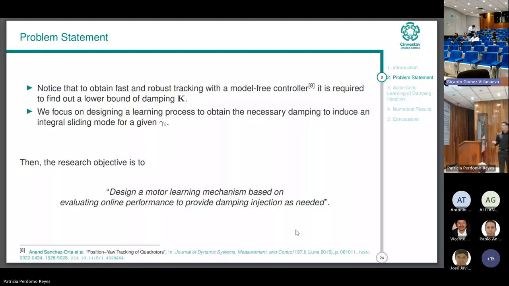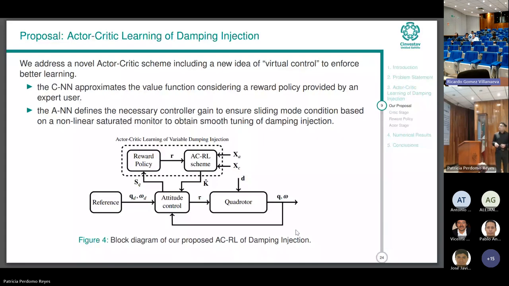If we check, we use the actor critic in order to design a reward policy, which is offered by an expert user. And the reward with the letter R is sent to the actor critic scheme. The actor critic scheme returns a K value, which we expect is the correct damping injection applied to the system. For that reason, we can propose the result, which is equation number 10, where the quadratic product represents the conditions that the damping injection feedback gain is necessary to obtain.